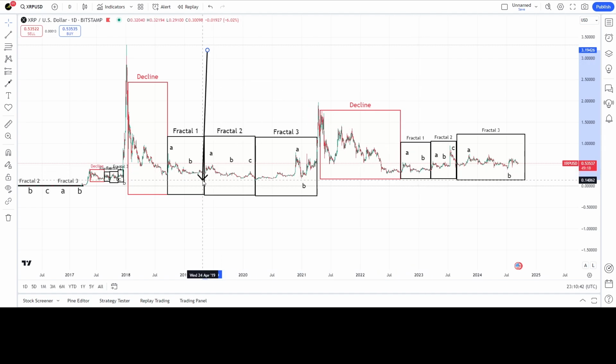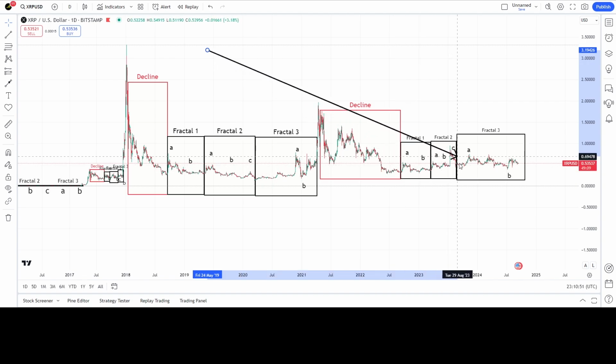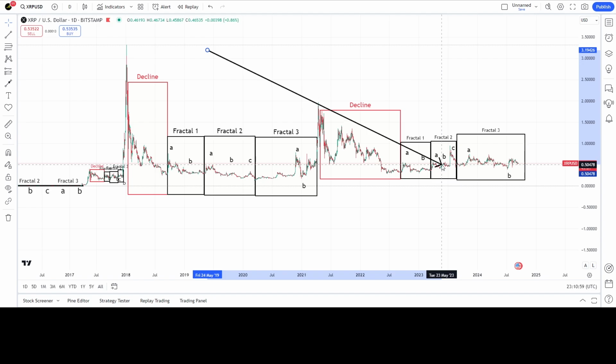In fractal 2, there are three waves, wave A, wave B, and wave C. We see that take place again on today's chart, wave A, wave B, and wave C. Yes, it looks different. The timing is different, the height is different, and the depth is different, but it does the functions just like it should.